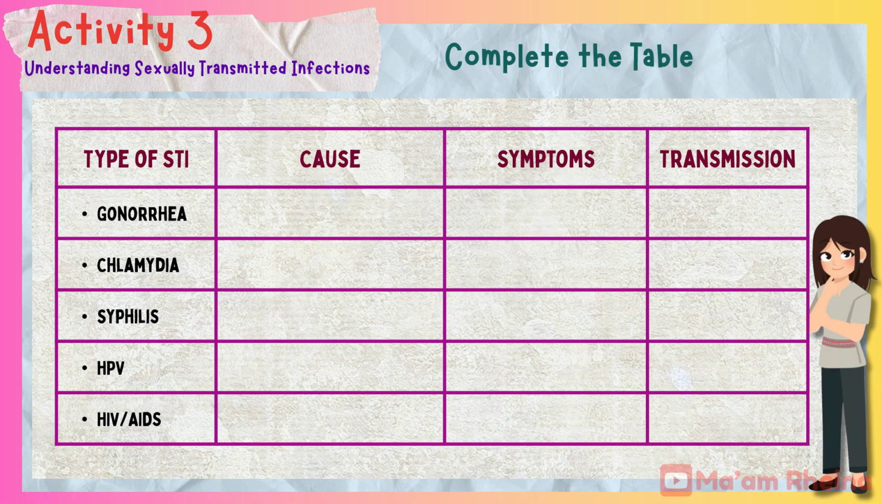to test what you've learned. Activity number 3, understanding sexually transmitted infections. You will be completing a table, and your task is to fill in the missing information based on our lesson today. It's time to be a little detective and apply what you know. Your job is to write the correct answers in the empty spaces. Think of it like solving a puzzle.